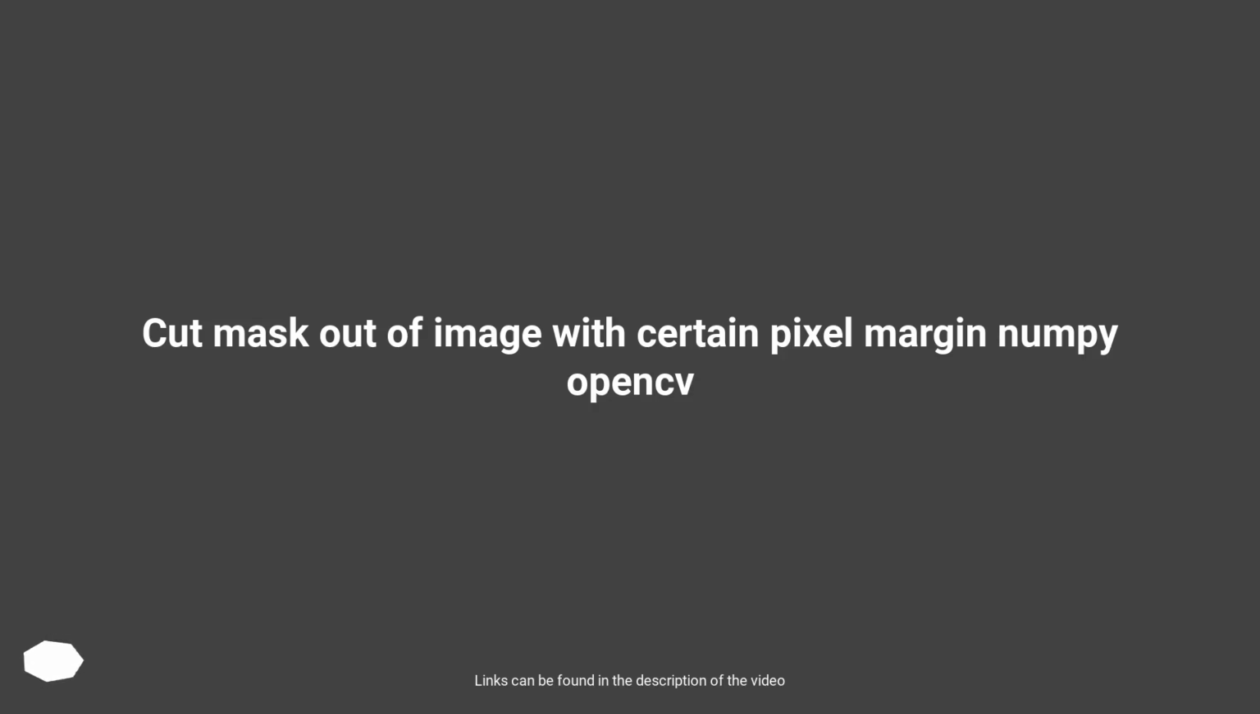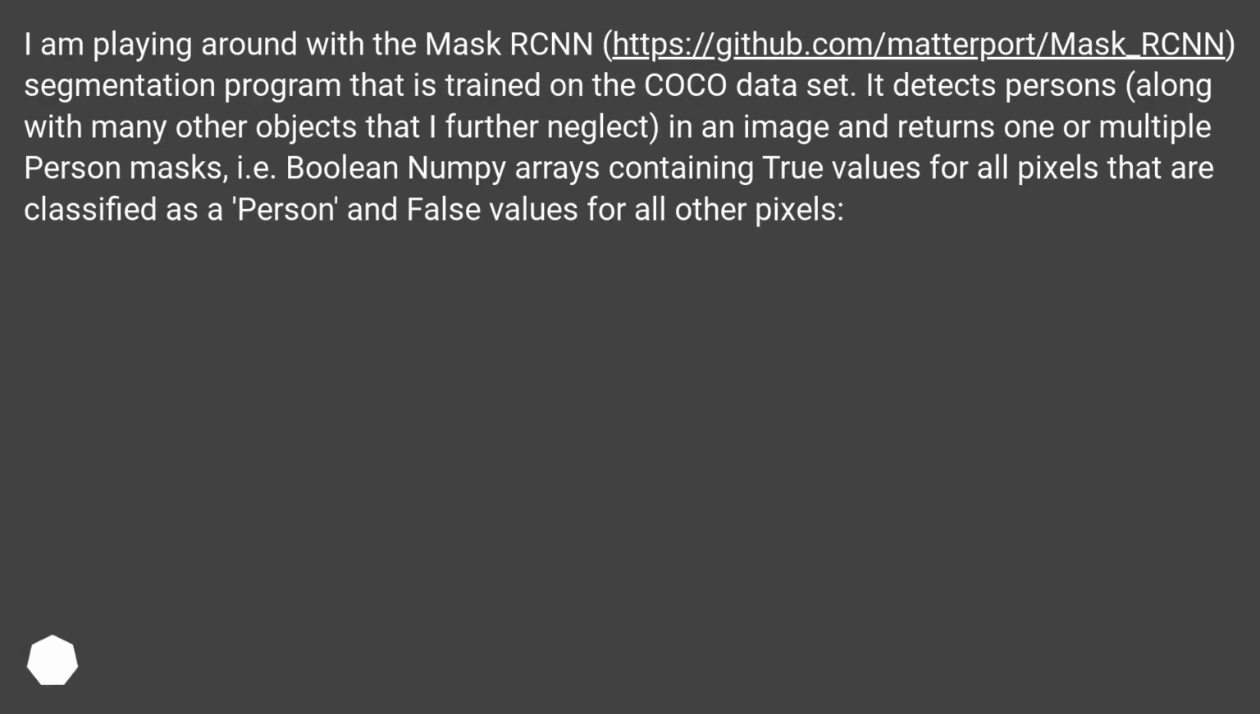Cut mask out of image with certain pixel margin, numpy, opencv. I am playing around with the Mask R-CNN segmentation program that is trained on the COCO dataset. It detects persons, along with many other objects that I further neglect, in an image and returns one or multiple person masks, i.e. Boolean numpy arrays containing true values for all pixels that are classified as a person and false values for all other pixels.